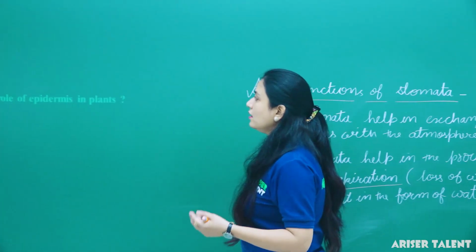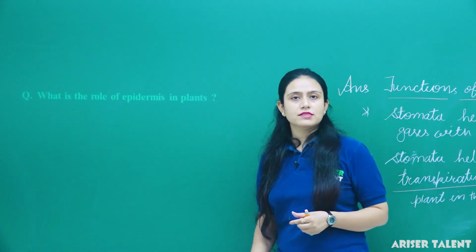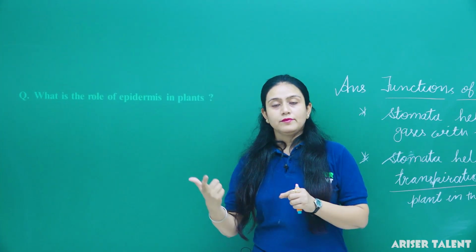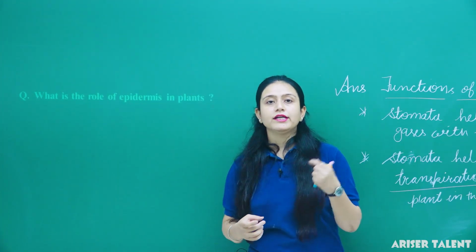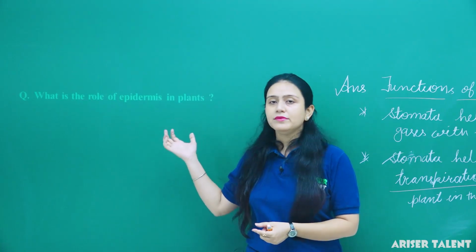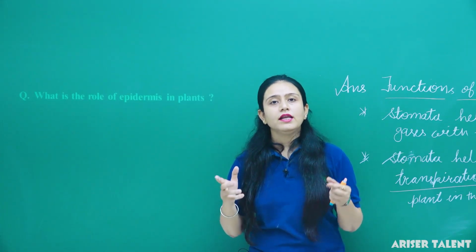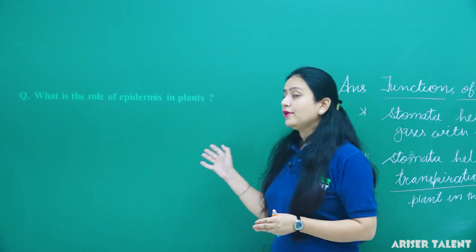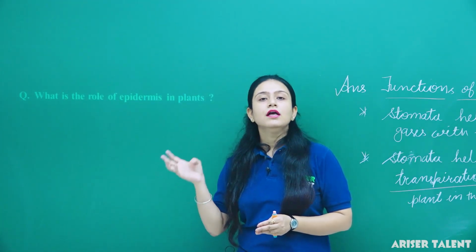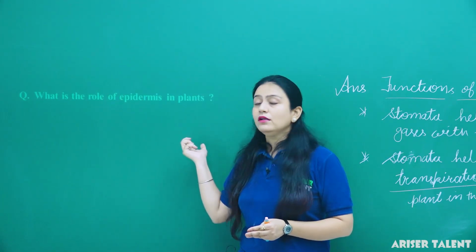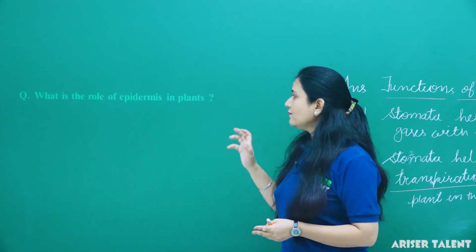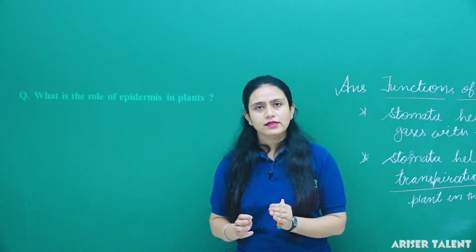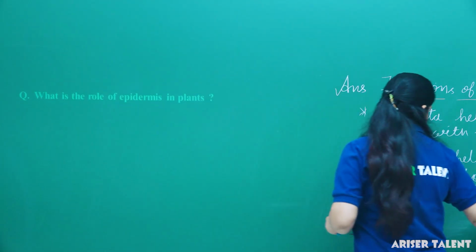Next is, what is the role of epidermis in plants? As we know, in plants epidermis works as a protective layer. As our skin protects us, same as in the plants, epidermis is the outer covering of the plant and it protects the underlying tissues. Clear? It also helps in excretion, secretion and exchange of material. It does not allow the pathogens to enter in the cell. Clear? So these are the functions of epidermis.